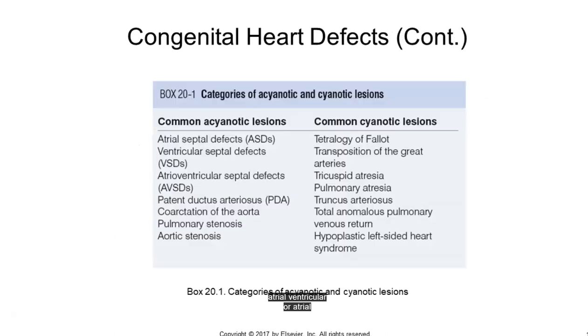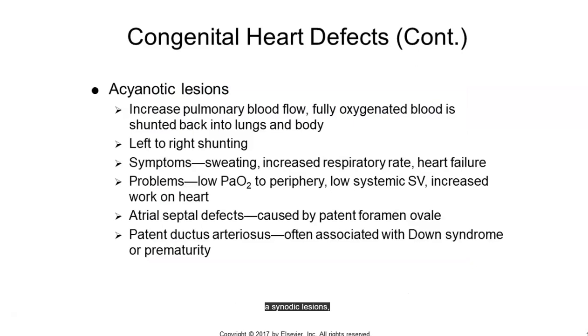Acyanotic lesions include atrial, ventricular, or atrioventricular septal defects, patent ductus arteriosus, coarctation of the aorta, and pulmonary or aortic stenosis. Common cyanotic lesions include tetralogy of Fallot, transposition of the great arteries, tricuspid or pulmonary atresia, truncus arteriosus, total anomalous pulmonary venous return, and hypoplastic left-sided heart syndrome. Acyanotic lesions increase pulmonary blood flow so that fully oxygenated blood is shunted back into the lungs and body, also known as left to right shunt. Symptoms include sweating, increased respiratory rate, and heart failure.